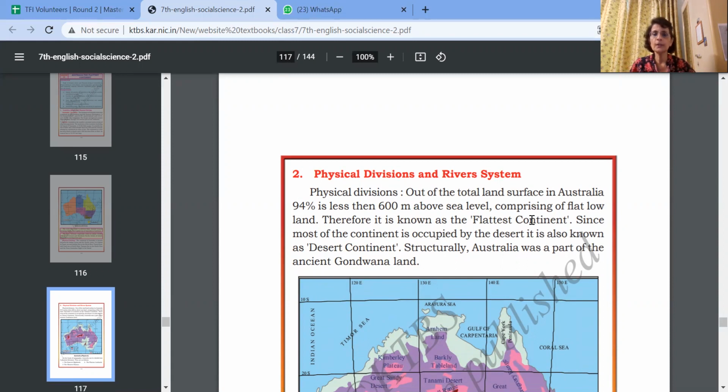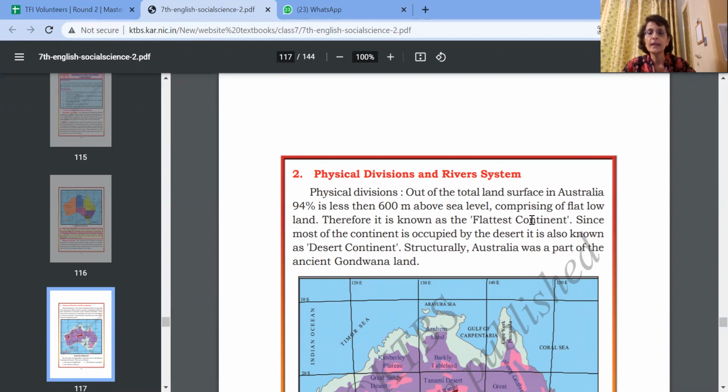So here we want to know, why is this place called the flattest continent? That's how the title says, Australia, the flattest continent. So the answer is that out of the total land surface in Australia, 94% is less than 600 meters above sea level, comprising of flat low land. Therefore, it is called the flattest continent.